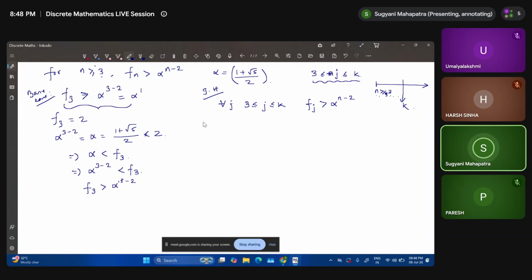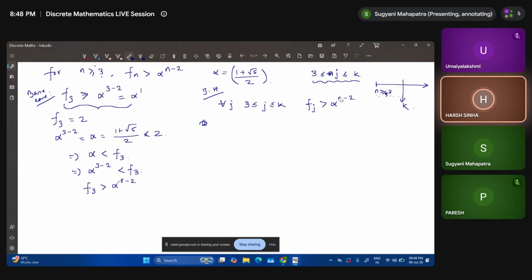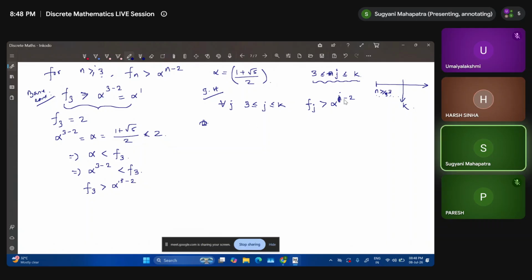So now what is the induction proof? How do we prove it? Sorry, it should be alpha to the power j minus 2. Then what do we have to prove now? What is the principle of strong induction? If it holds true from the minimum value to some particular value, then it should also hold true for the next value, right? So what do we have to prove here?